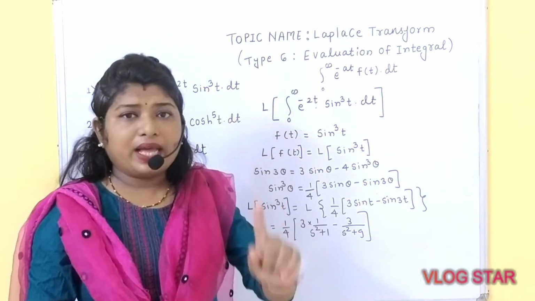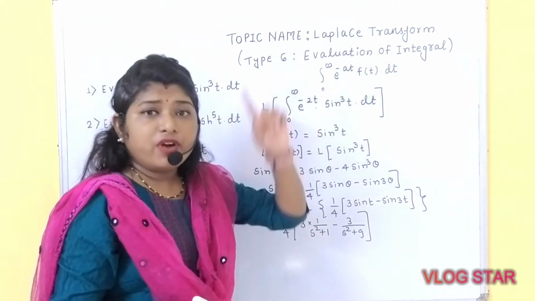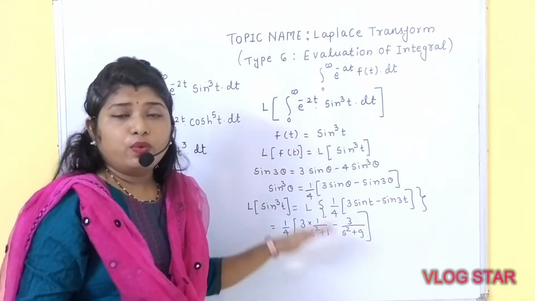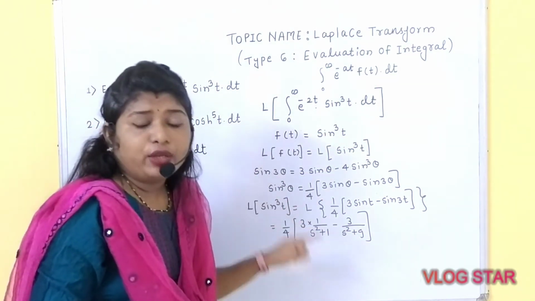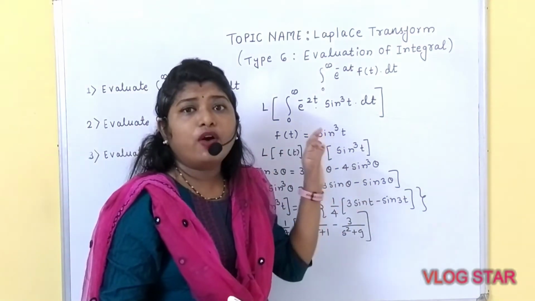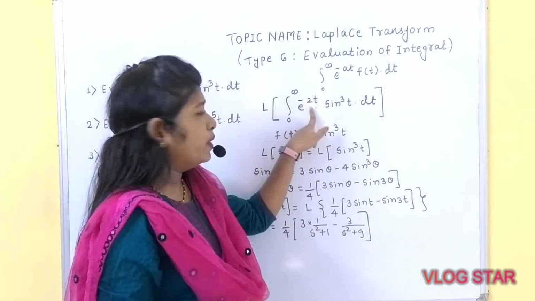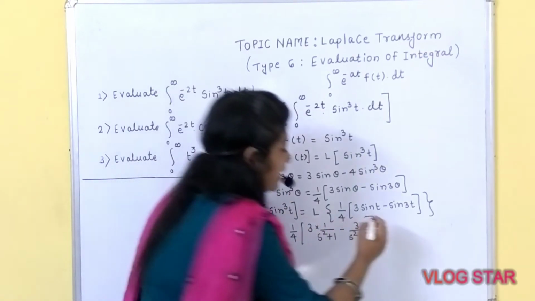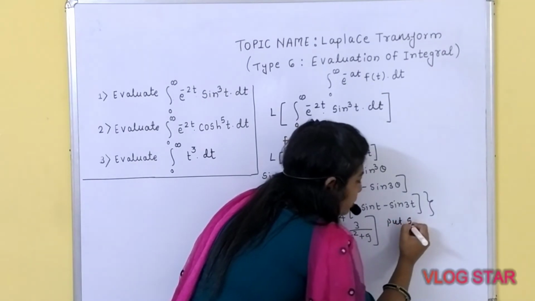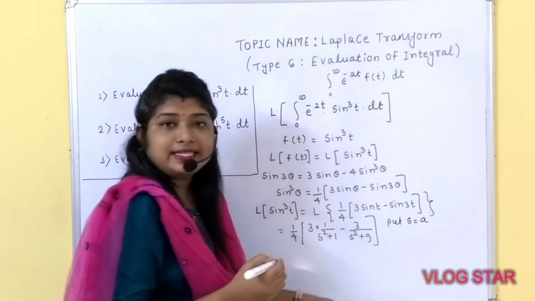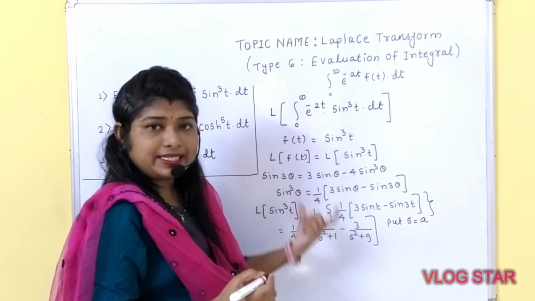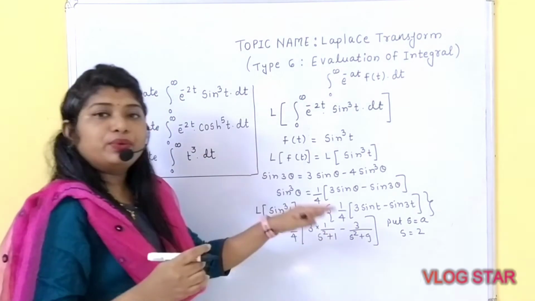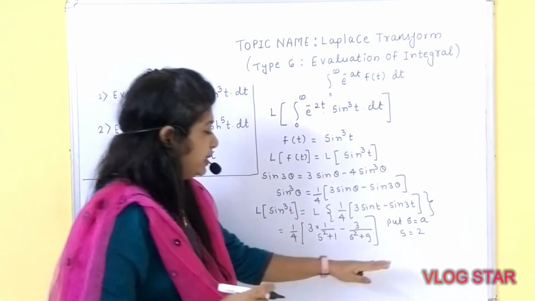You have to remember one thing in evaluation of integral. First, you need to calculate Laplace of f of t. Whatever answer you get, in that you have to substitute the value of a. What is the value of a over here? a is equal to 2. So substitute s is equal to a. In the given example, a is equal to 2, so simply substitute s is equal to 2 in this answer.